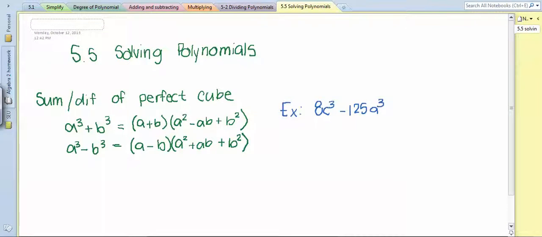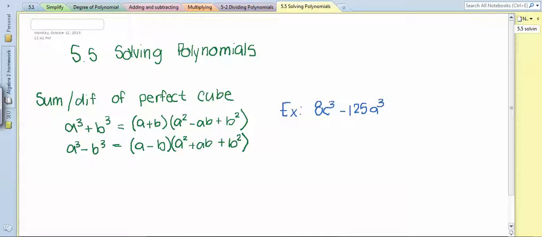Okay, now our first question whenever we factor is, do we have a greatest common factor? So do 8 and 125 share something that we can divide both of them by? Well, the answer is no, so I don't have a greatest common factor between 8 and 125. Then I look at the variables, where these are two separate variables, one's c and one is a, so no, I don't have a common variable. So we can jump straight into difference of perfect cubes.